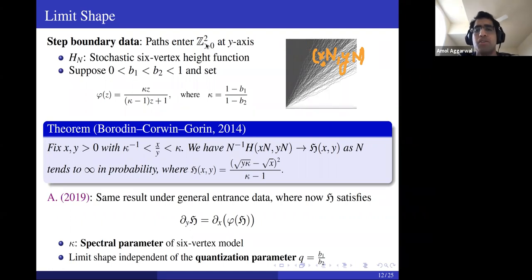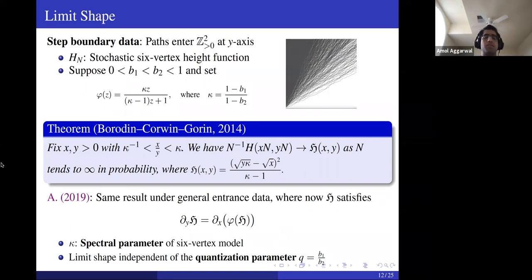Okay, so this result is referring to the case of step boundary conditions. But if you want a result for general entrance data, however the paths might enter, you have a similar limiting result where n inverse h of xn, yn converges to some limiting profile h of x, y. H is no longer going to be given by this explicit quantity anymore, but instead it's going to be given by the entropy solution to a certain PDE.